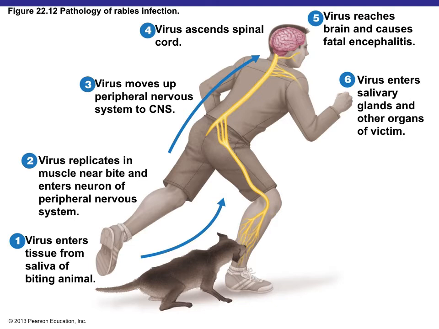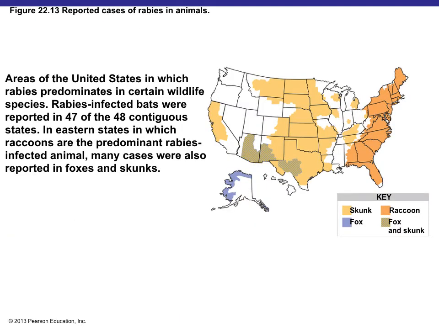So from here, from the brain, the virus moves to the salivary glands and other organs of the victim. And once in the salivary glands, this victim would then be infectious and could spread the virus through the saliva, which then contain high numbers of virus particles.